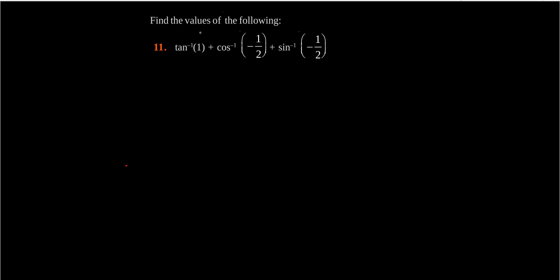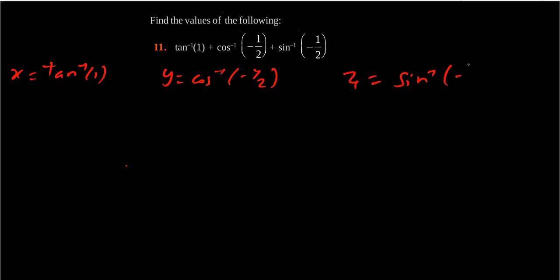Next question. Find the values of the following. Tan inverse of 1 plus cos inverse of minus 1 by 2 plus the sine inverse of minus 1 by 2. So let me take it separately. So let me consider x is equal to tan inverse of 1 and y is equal to cos inverse of minus 1 by 2 and z will be sine inverse of minus 1 by 2. So let me work out separately. After that we can add all those things.